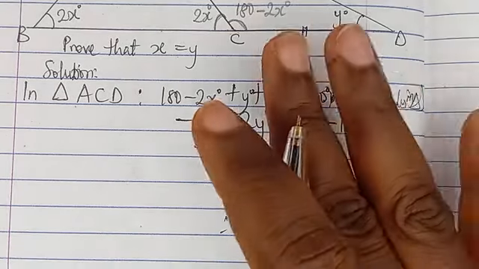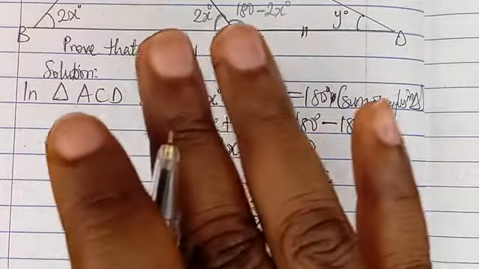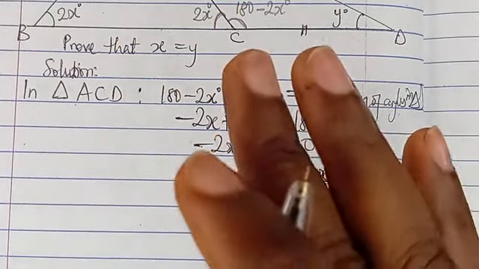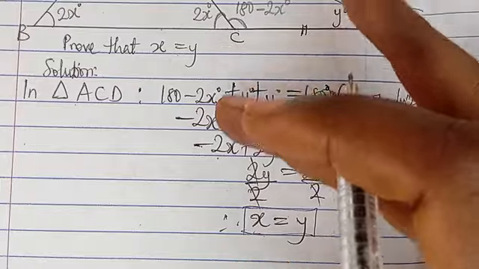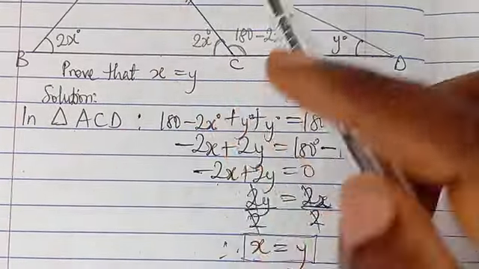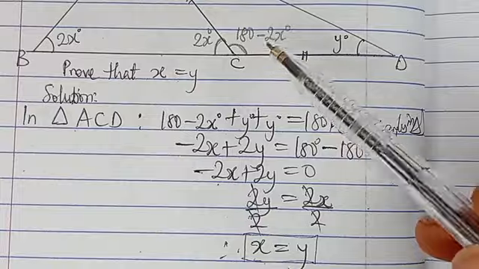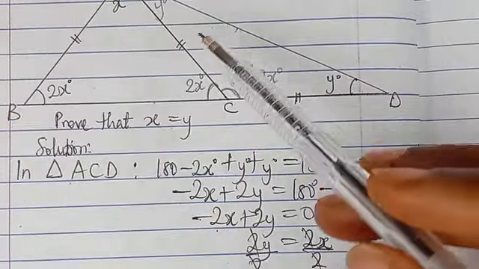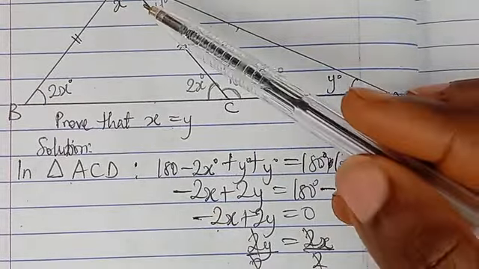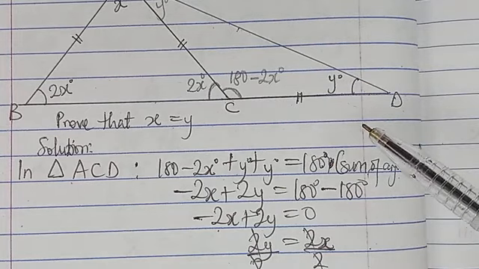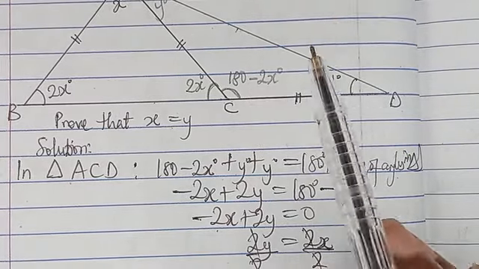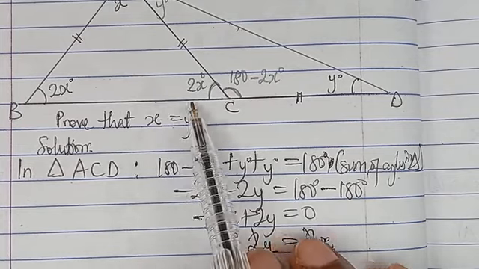But formally we should just have that given is this diagram. Then prove that x is equal to y. We don't have any construction to make, so this is our proof. Angle ACB is 2x, reason: base angles of an isosceles triangle. Angle CAD is y, base angle of an isosceles triangle. Angle ACD is 180 minus 2x, reason being angles on a straight line.